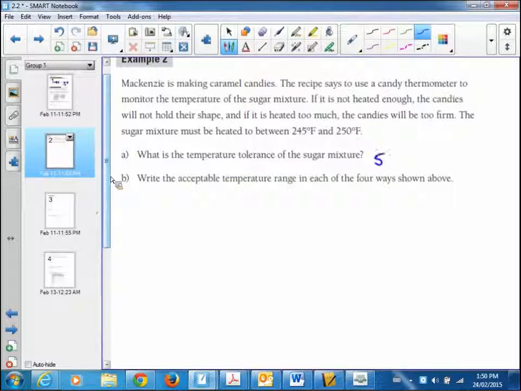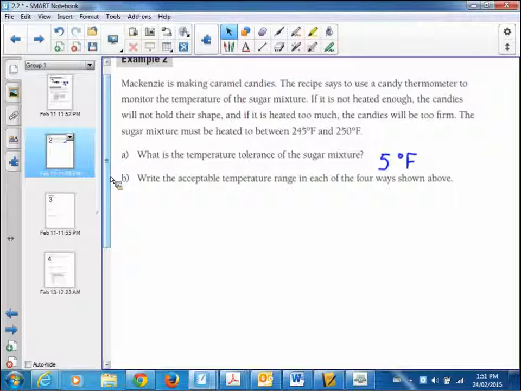So I know the math isn't tough. It's what does tolerance mean? It's how much up or down you can go. Right? Pardon? All right, thanks, not Celsius. You're so smart. Big difference.